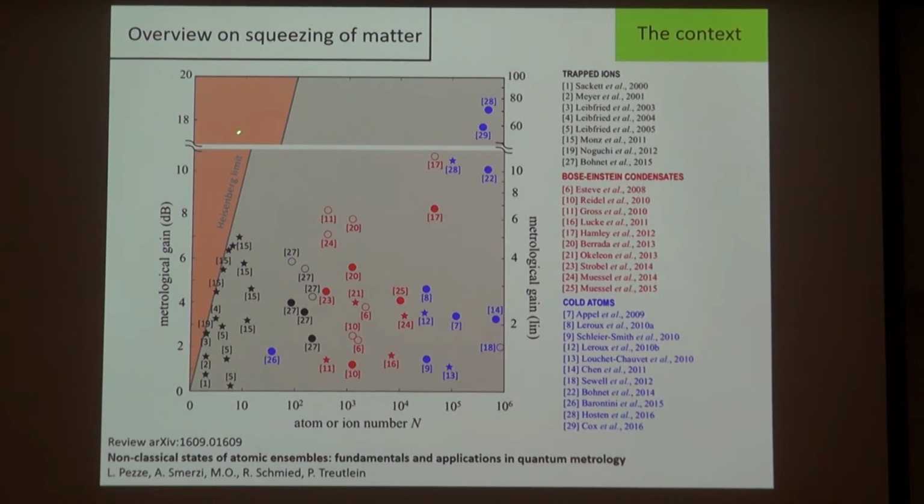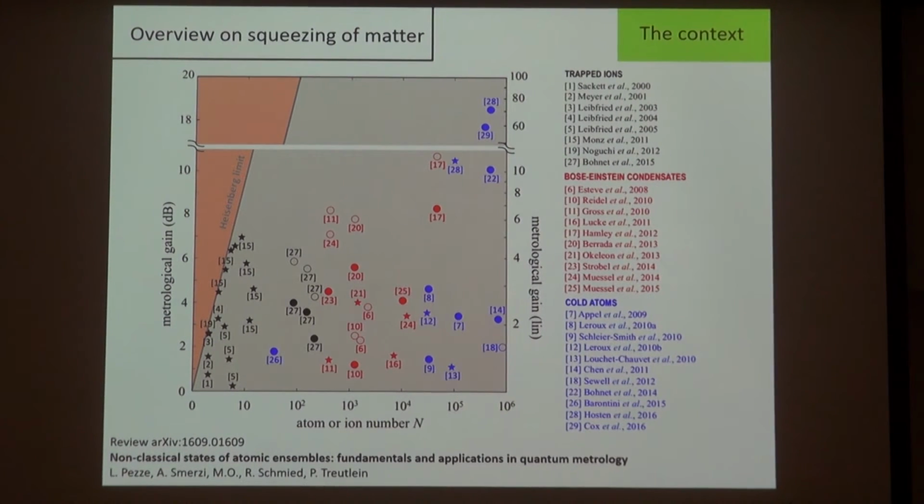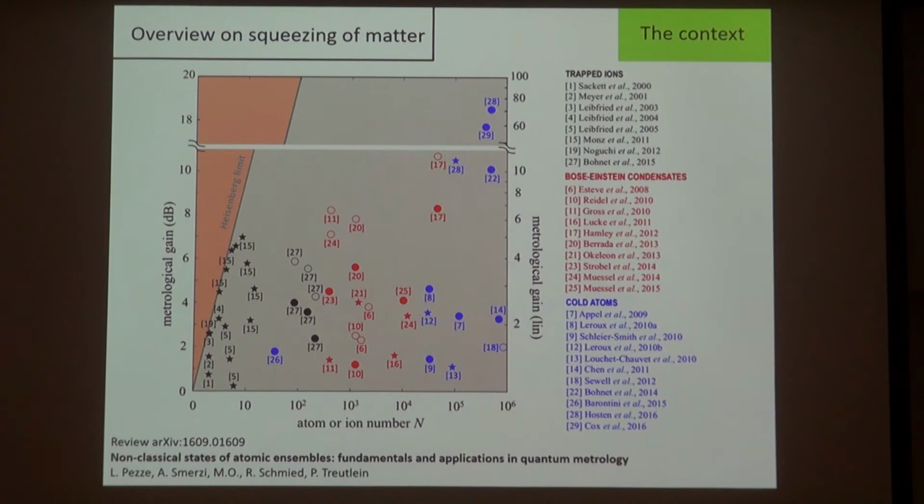I mean, there's even a twiddle line here. So this is amazing results of about 18 dB by James Thompson and Mark Kasevich. So essentially, this is a projective measurement. It's not a deterministic squeezing, but it's kind of conditional squeezing.